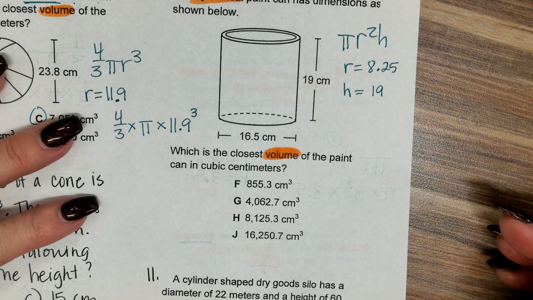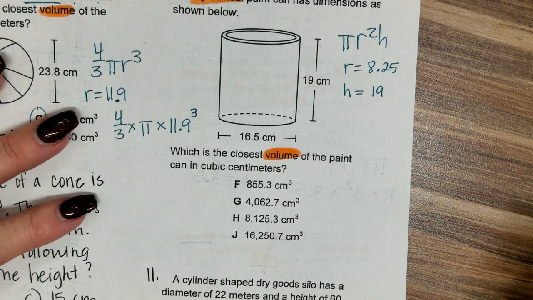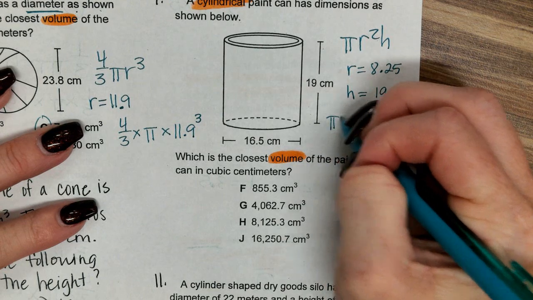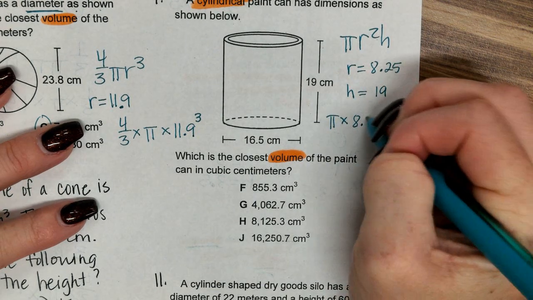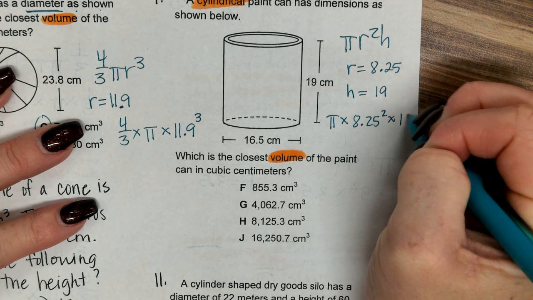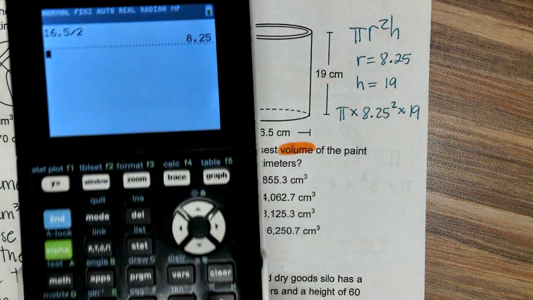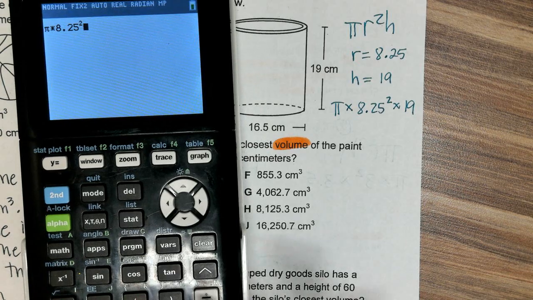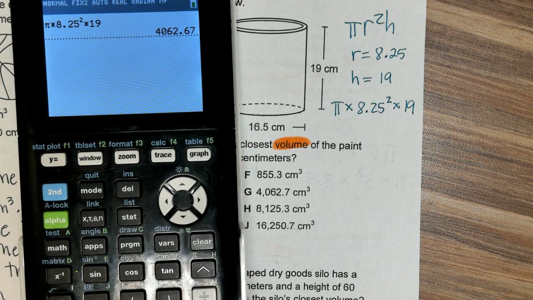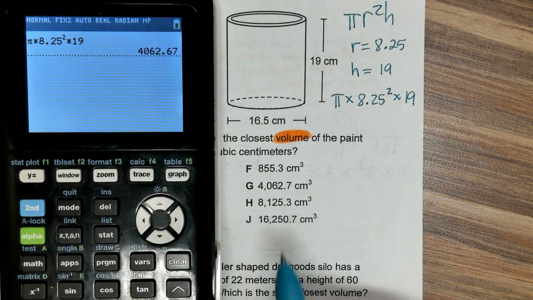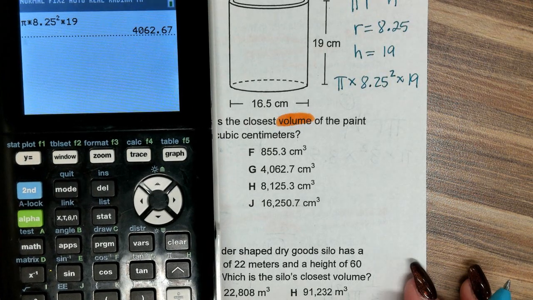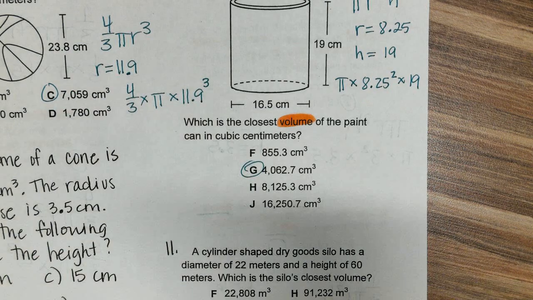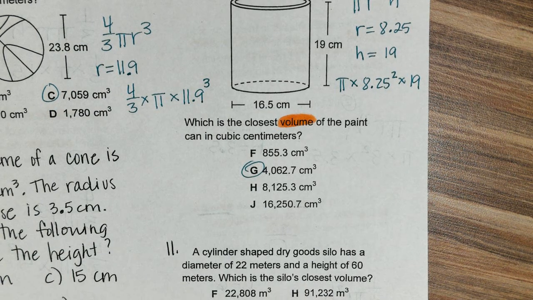If you haven't written this down, you should be writing. So you're going to do pi times 8.25 squared times 19. And the answer is 4,062.67. Which answer is closest? G. Okay, 2 more.